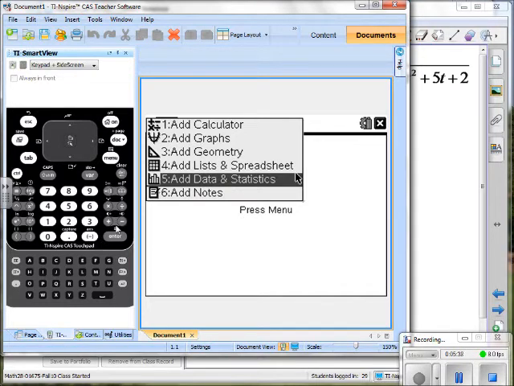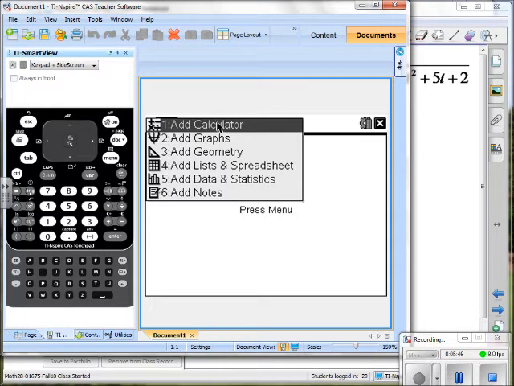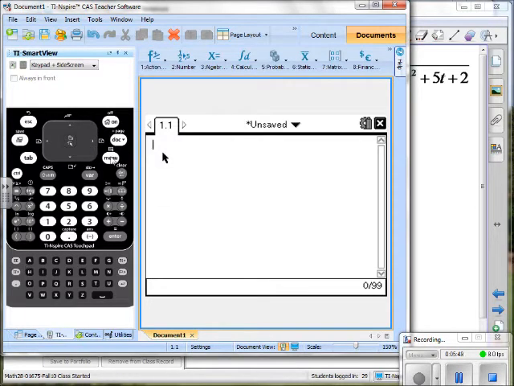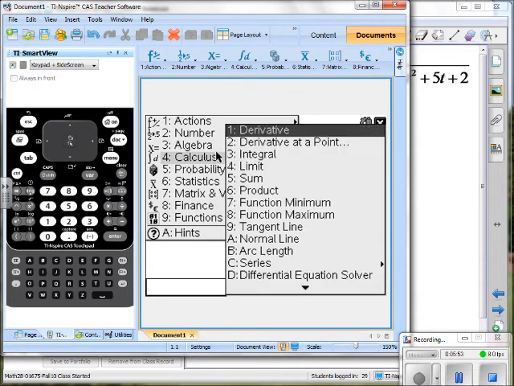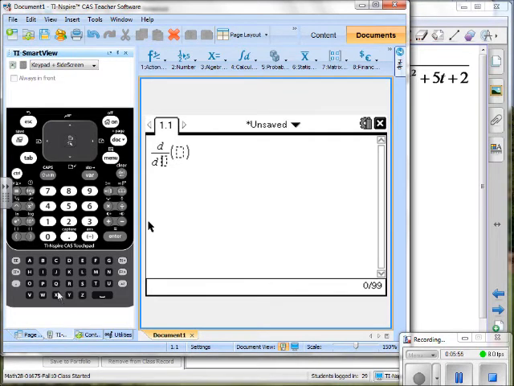When you're doing homework, don't just keep using the same problem over and over again. You're adding more pages. At some point, get a new document. Let's go calculator. Let's go menu, calculus, and derivative.